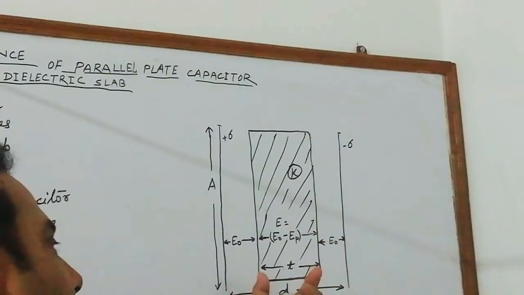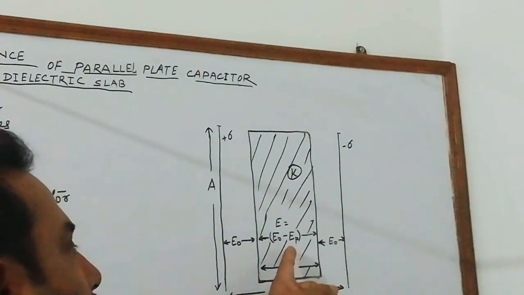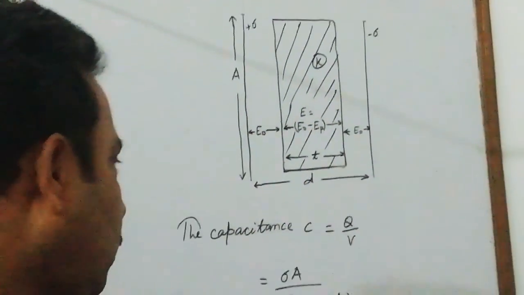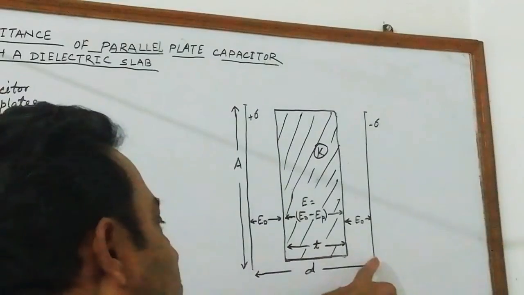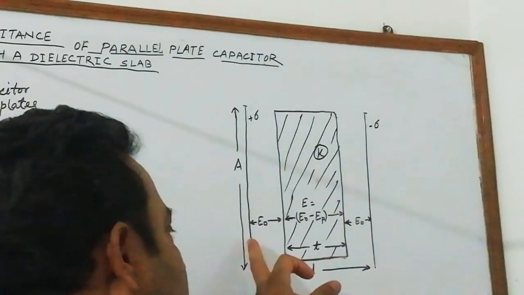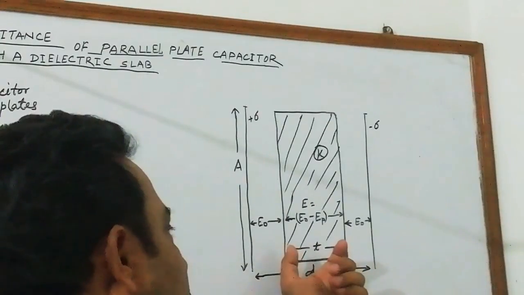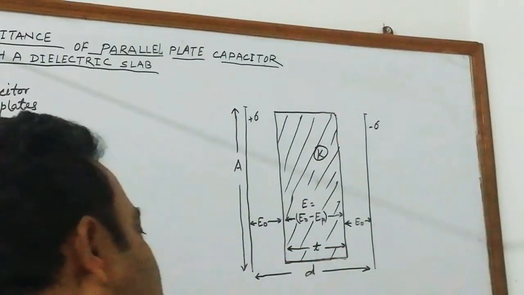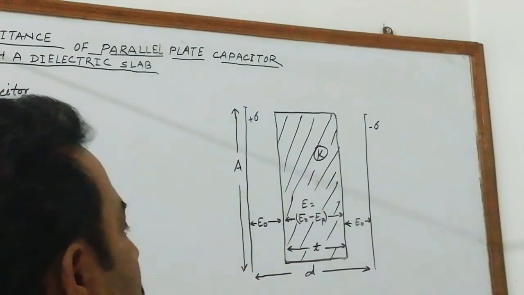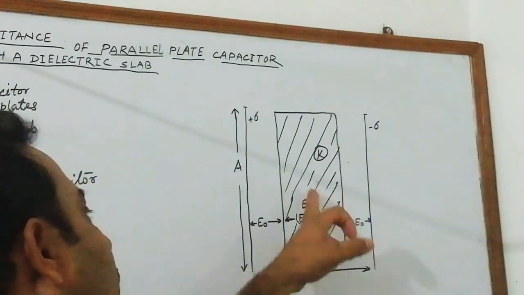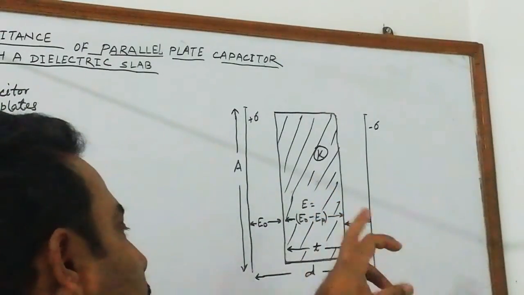Due to the polarization, the electric field inside the dielectric slab will reduce. If E naught is the electric field between these two plates, then the electric field inside the dielectric slab will be slightly less than this E naught. Why? That is due to polarization. So the net electric field inside the dielectric slab, E, is equal to E naught minus E P.